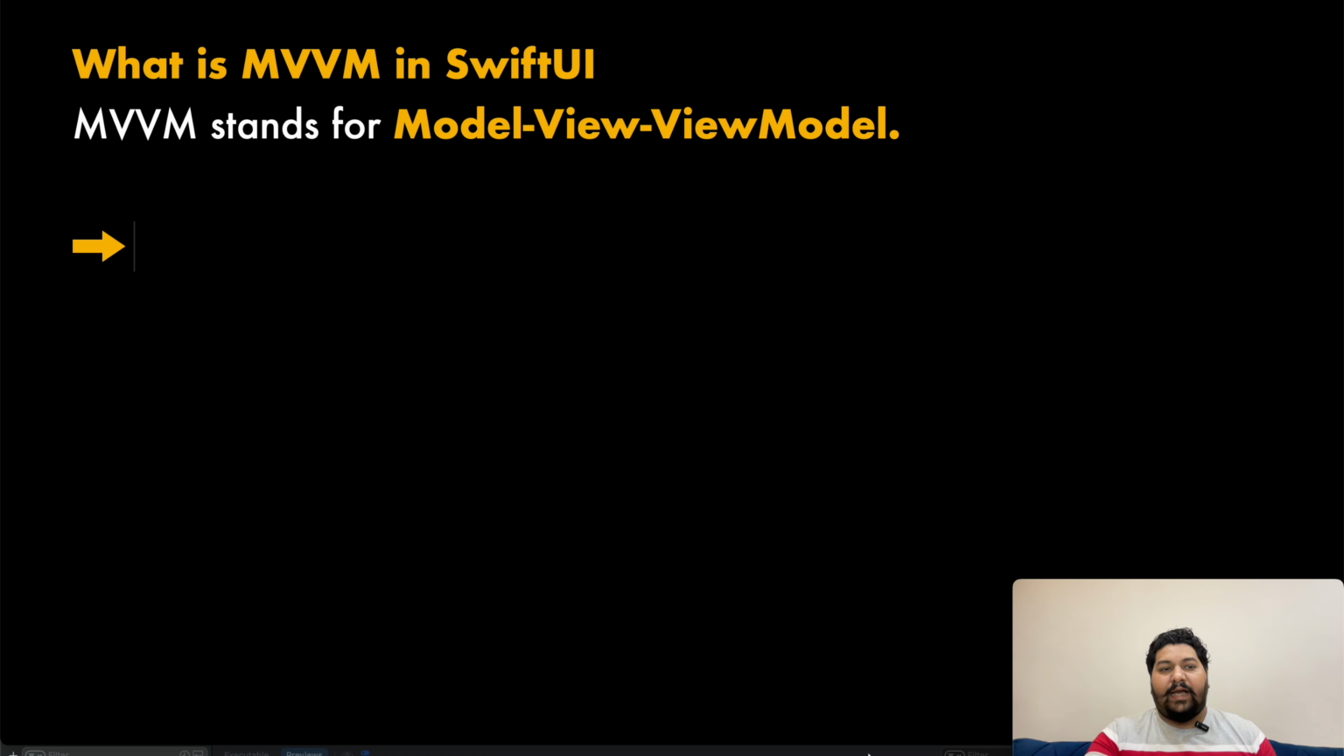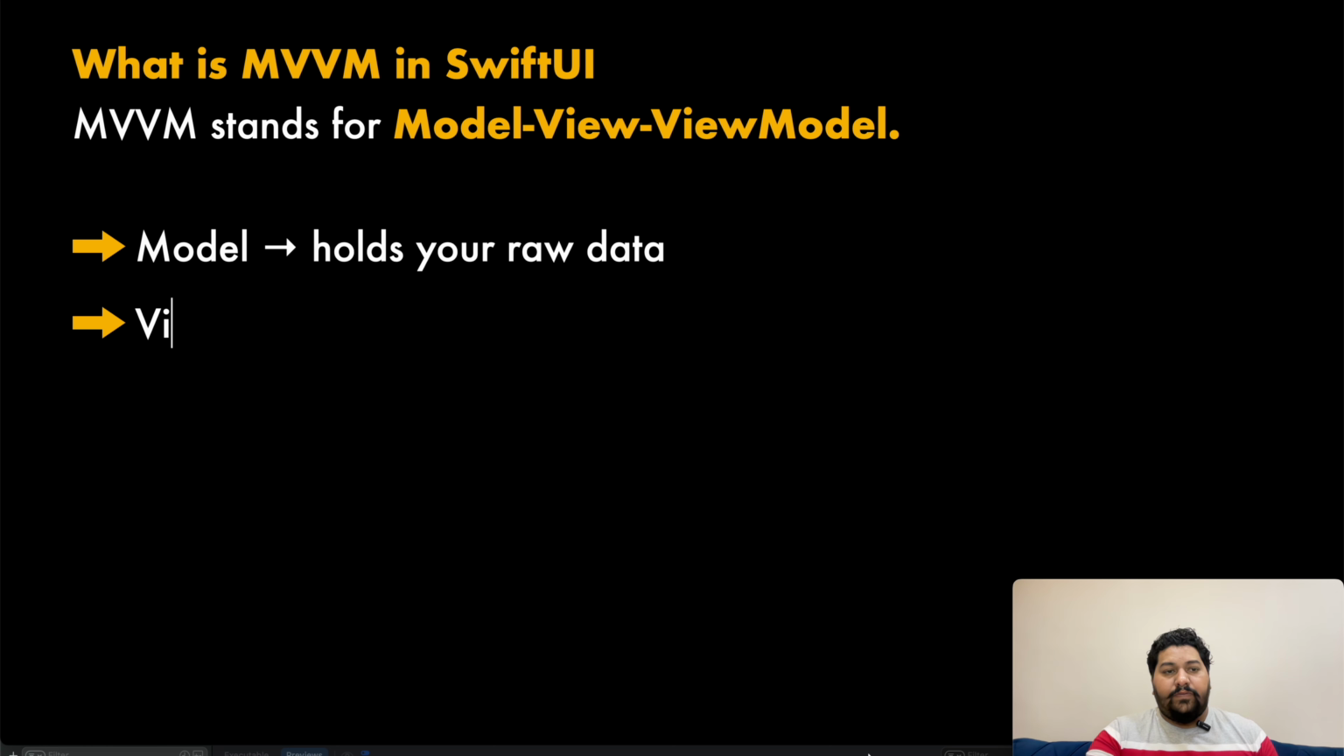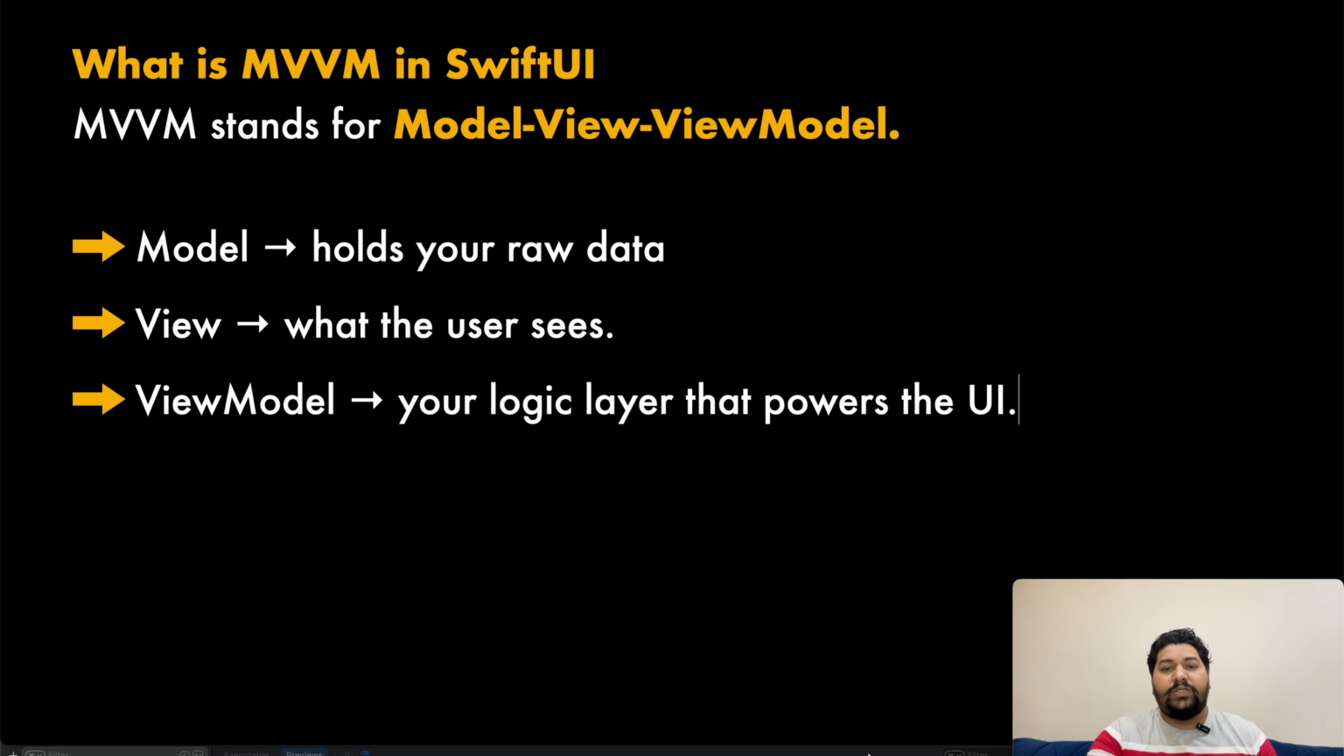So now here we have the model. What is the model? The model holds your raw data like classes and structs. That is the only work of the model, as you are creating classes to handle the data which is coming from the backend. Now view means whatever is seen by the user, that is called the view. The third one is the view model. The view model is completely the logic layer of your UI view. The entire functionality of the view will be handled by the view model. So this is a 3-layer architecture, we can say: model, view, view model. I hope it is clear what is MVVM in SwiftUI.